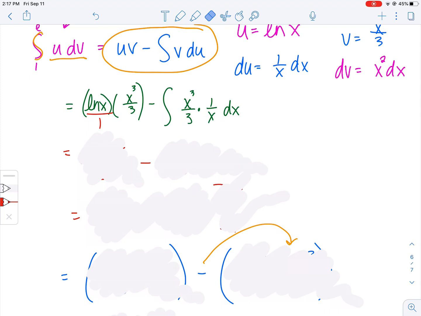Let's simplify a little bit. In my first term here, I had an x cubed in my numerator times the natural log of x all over 3. In my second piece, I had an x cubed in my numerator. I also had an x in the denominator. So maybe you notice that I reduced an x from the top and an x from the bottom. That left me with an x squared on the top. And then I actually had a 1/3, 1 over 3, that I could take out as a coefficient.